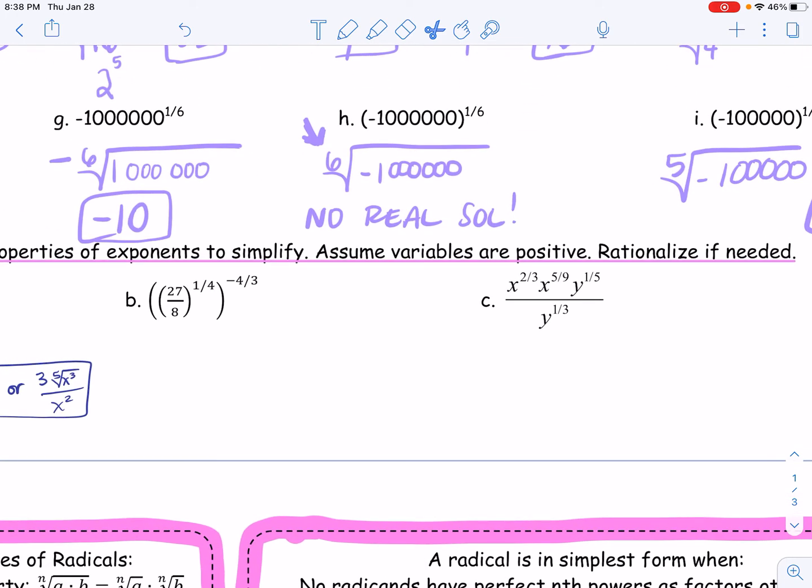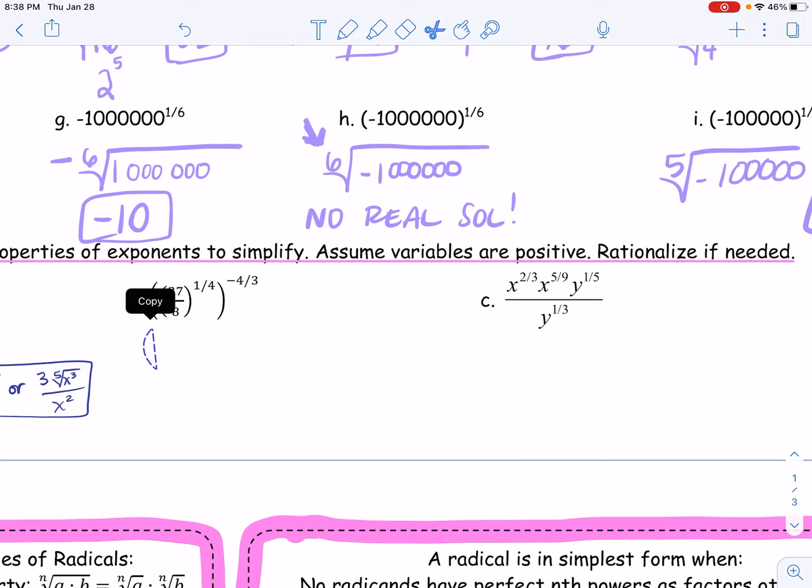Let's try it again. We got a lot of parentheses here. 27 over 8 raised to the 1/4 raised to the negative 4/3. Well, let's do something first. Let's do the power to the power. When I have a power to a power, I multiply the powers. What is 1/4 times negative 4/3?